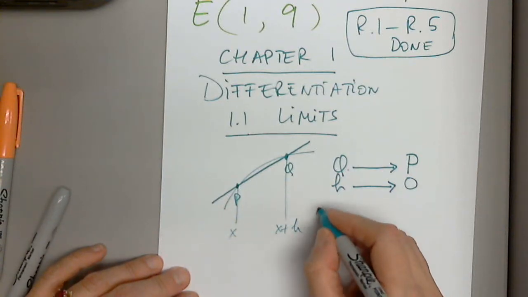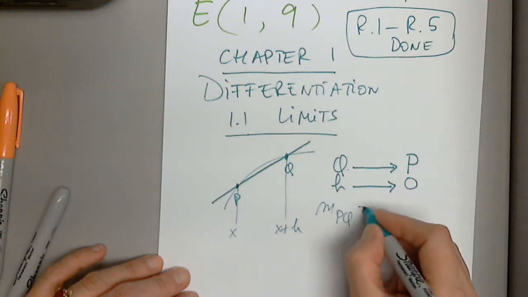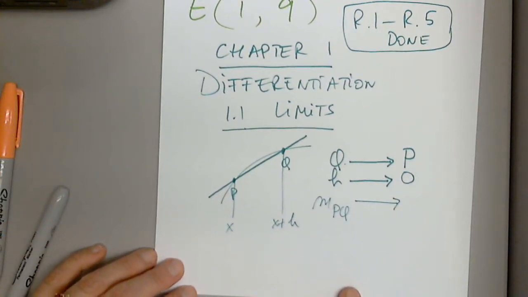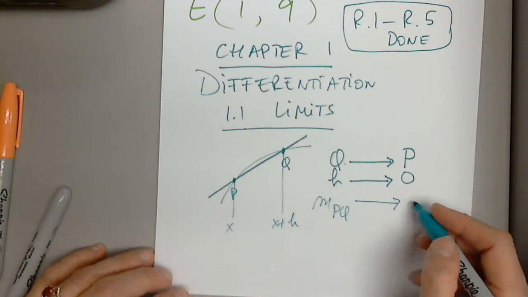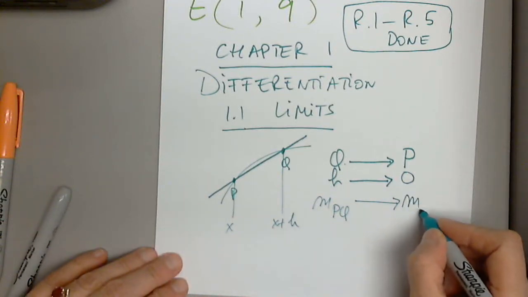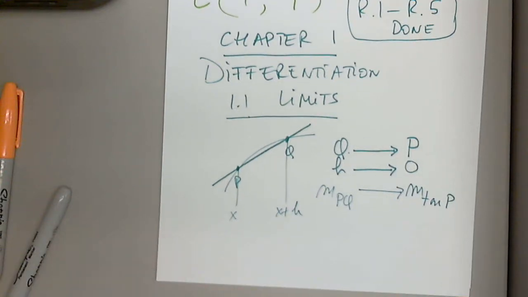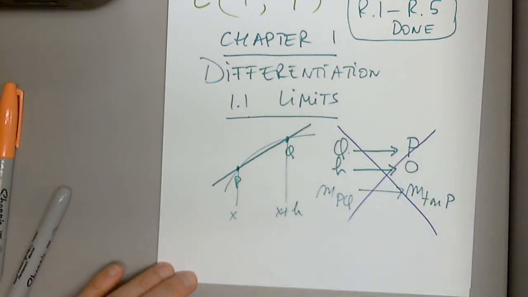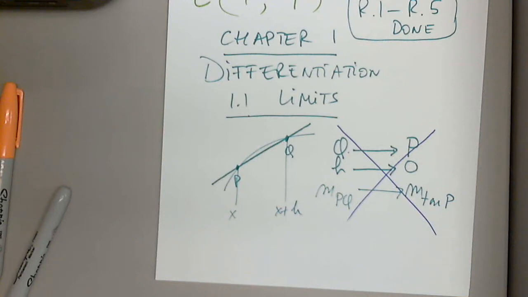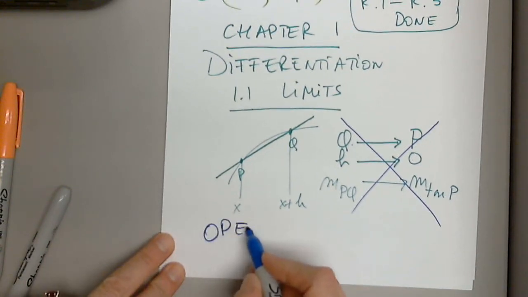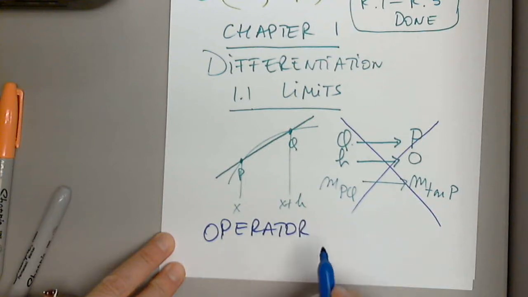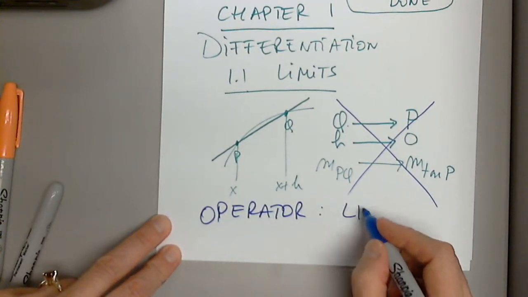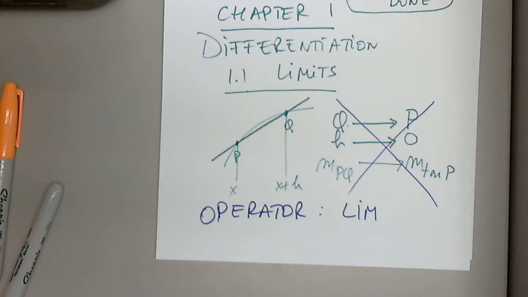And then we also said that the slope of the line PQ will get closer and closer to the slope of the tangent line at P. This is what we wrote last week sometime. Well, this is not the notation we will be using moving forward. We're going to use an operator called LIM, limit. Do we know other operators in math?